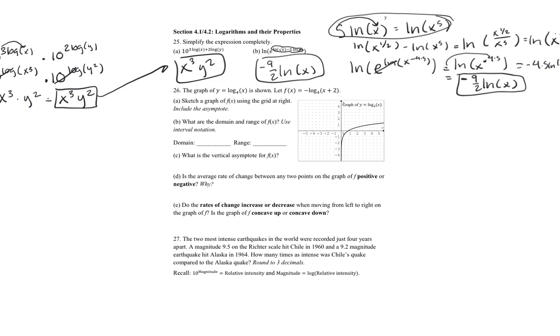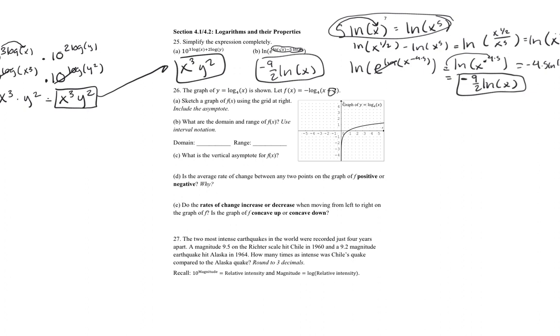All right, so for problem 26, we're given a log base 4 of x graph, and it looks like there are some transformations being applied to it, and we have to analyze those transformations. For part A, it says sketch a graph of x using the grid at the right. Include the asymptote. Okay, so if we look at the transformations here, it looks like it is being shifted left 2, right?